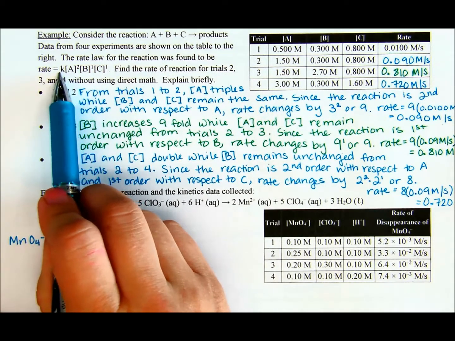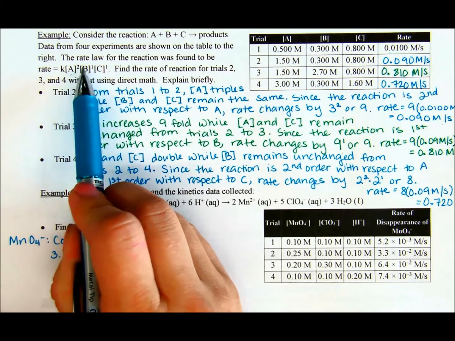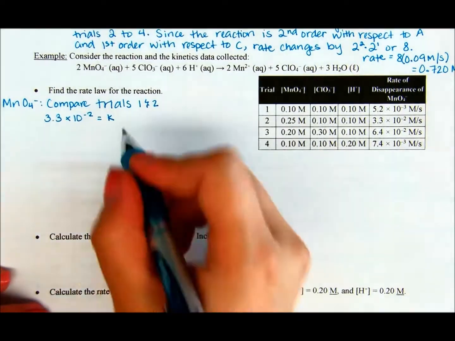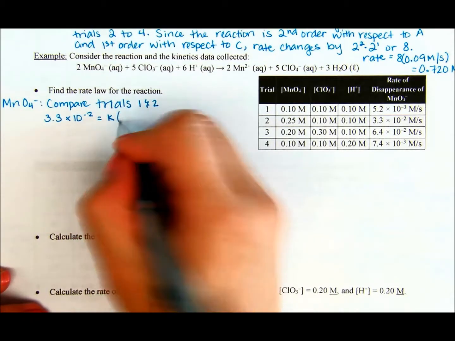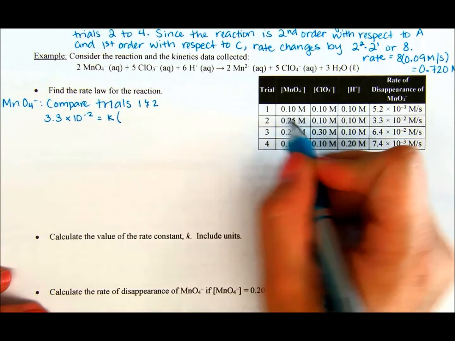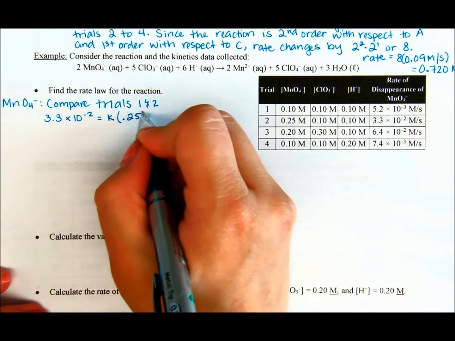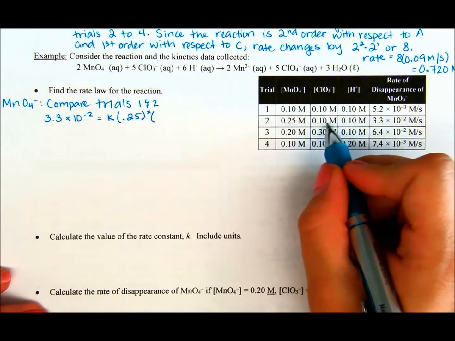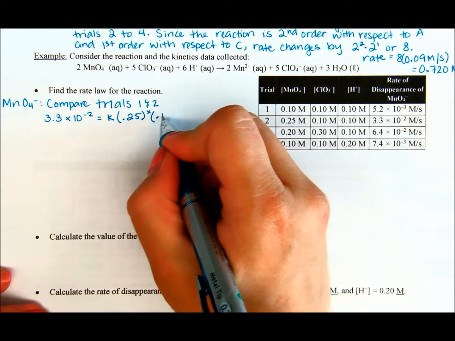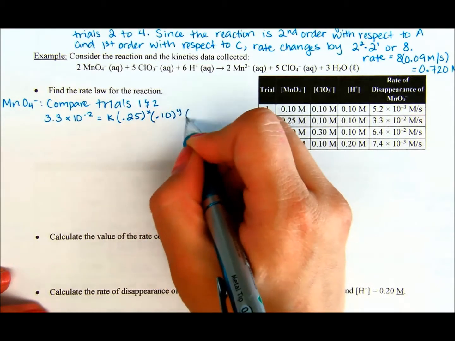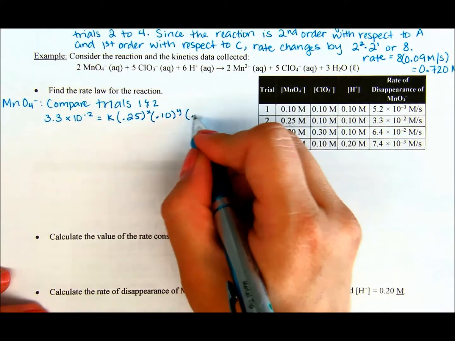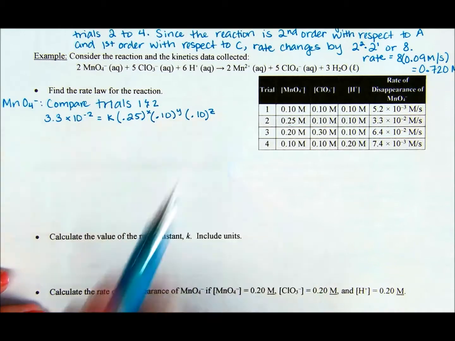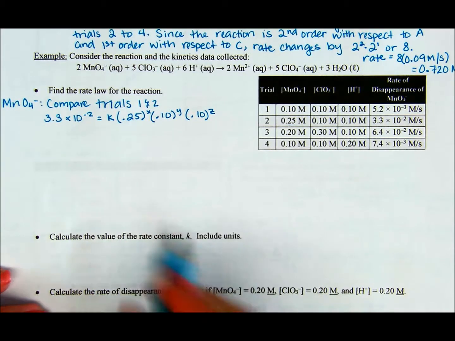So rate equals K times, and then whatever A is to the X, B is to the Y, C is to the Z. So K times 0.25 to the X times 0.10 to the Y times 0.10 to the Z. So we don't know what those exponents are. That's what we're trying to find here. So that was trial 2.